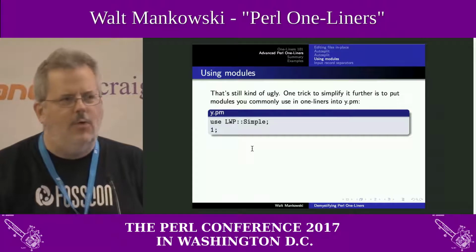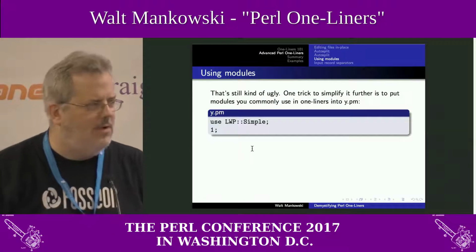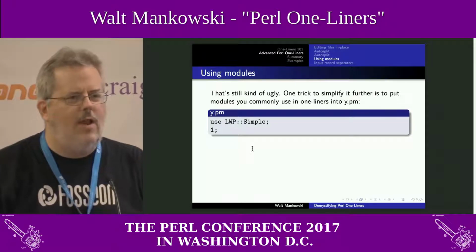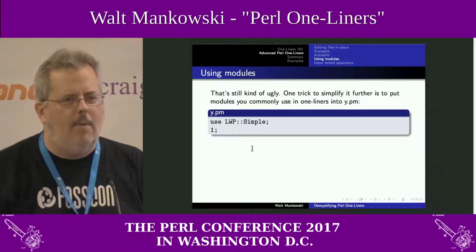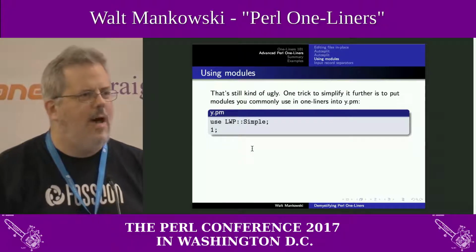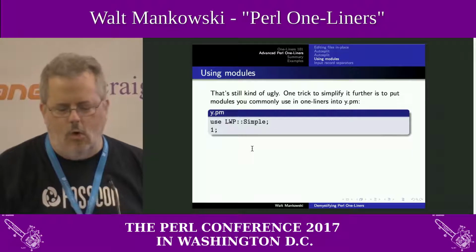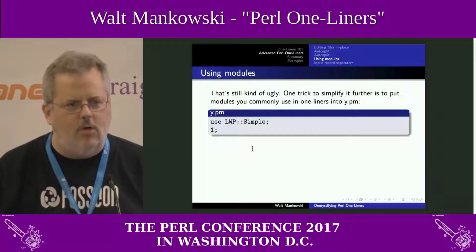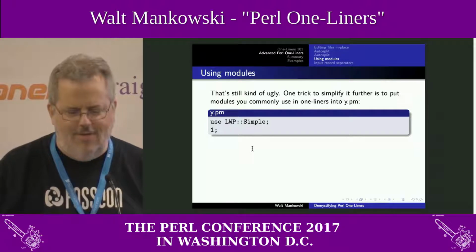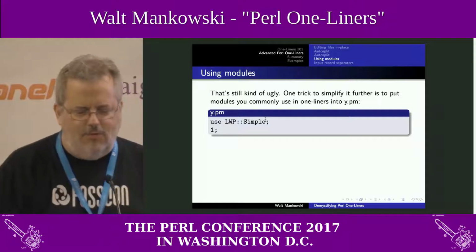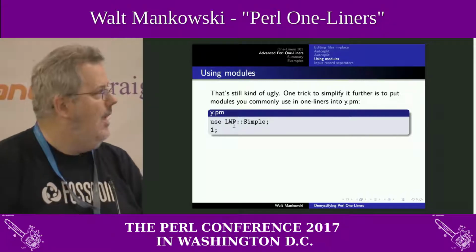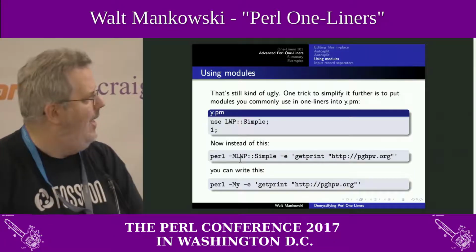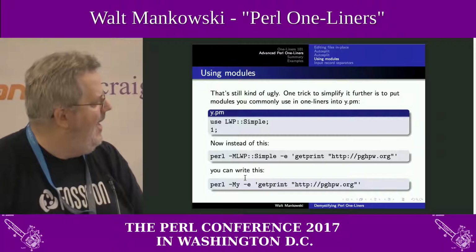So what you can do, and I have to thank Mike Greb for this trick, because I would have never thought of it myself, is to put any modules or any kind of code you might want to use from the command line into a module. Put it in your home directory, so you're not going to muddy up your default areas, and call it My.pm. In this case, My.pm is just using LWP::Simple and has a 1 at the end. So now, instead of this, you can just say -MMy. This is really clever, I think.